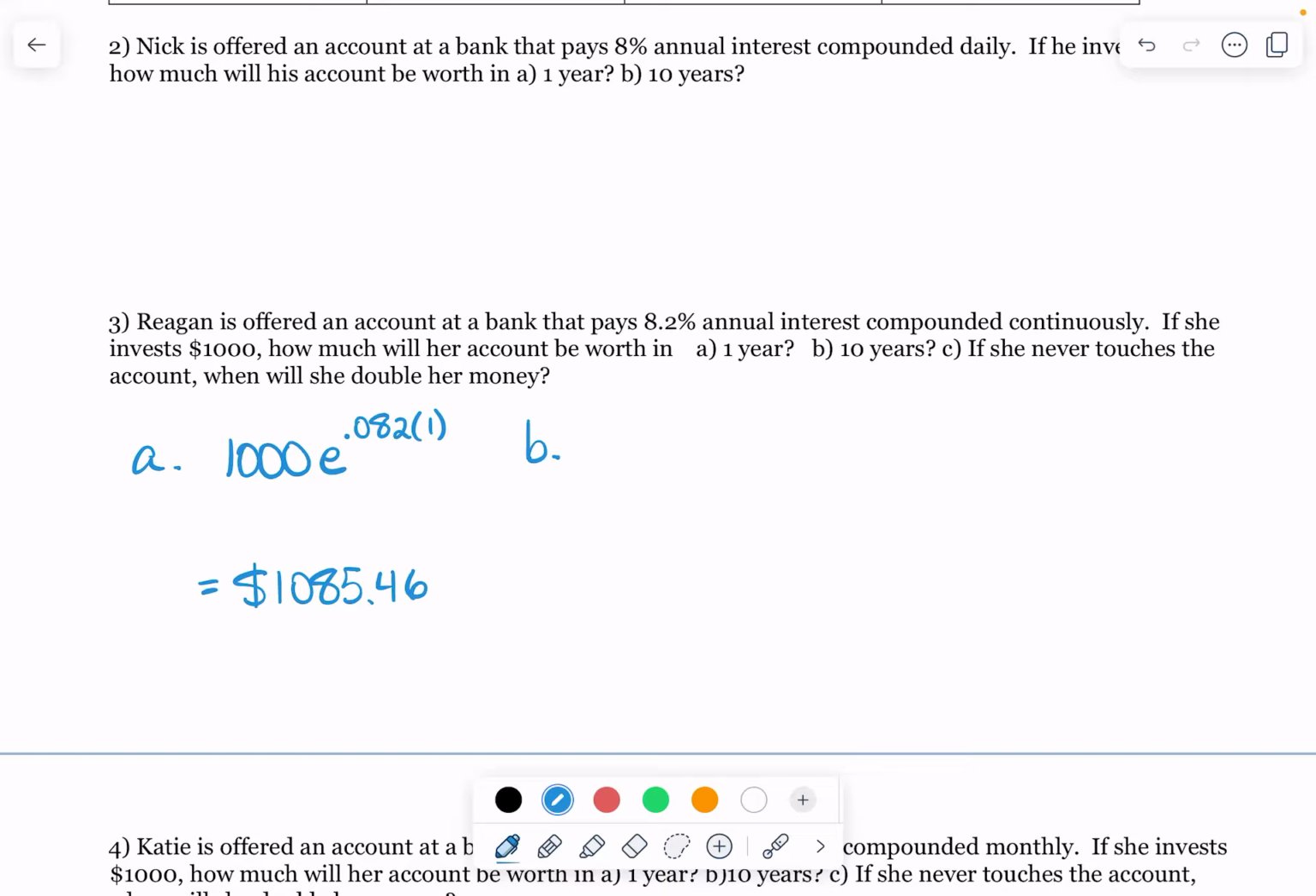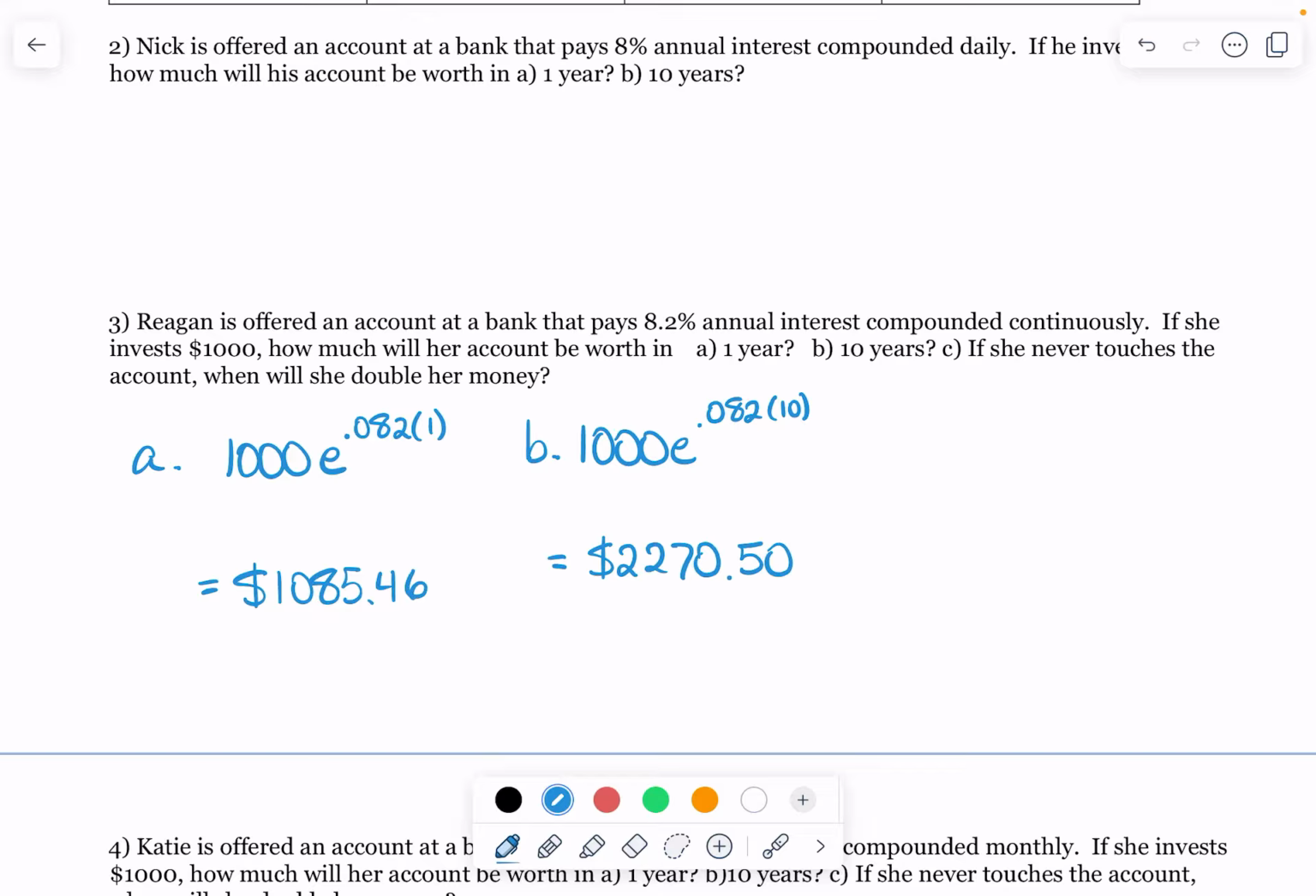Then on B, in 10 years, I'm going to do the same thing. My exponent is just changing. I'm now using 10 instead of 1. Okay, how much would we have? 10 years would yield $2,270.50. Okay, so you can see the impact of leaving money invested over a long time. You're really able to earn a lot on that.